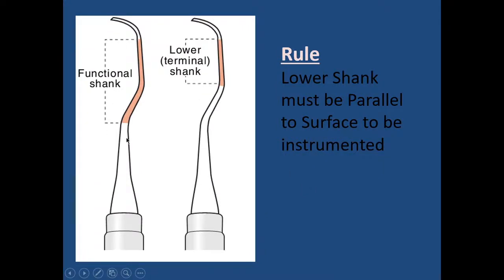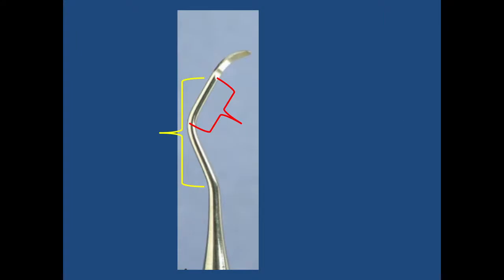This is what is called the functional shank. The functional shank is from the end of the blade to the end of the shank here. But the lower or the terminal shank is from the end of the blade to the first bend in the shank. Okay, and so here we have a rule. The rule here is the lower shank must be parallel to the surface to be instrumented. Keep this in mind, and we will consider it again.